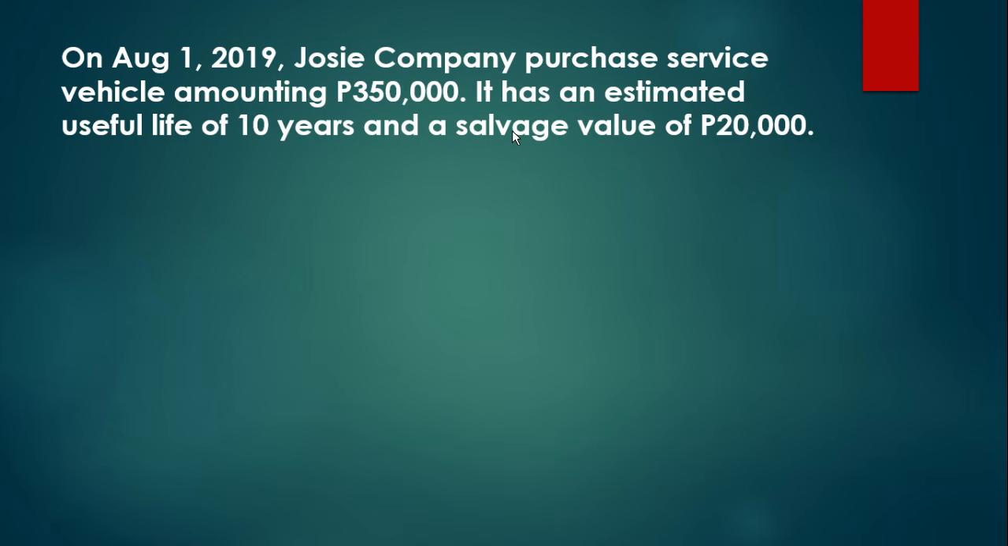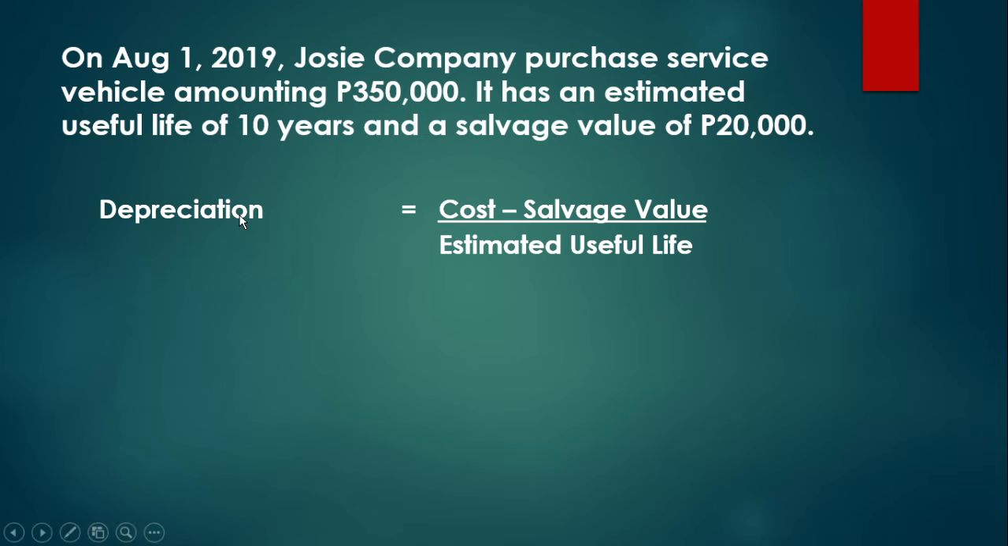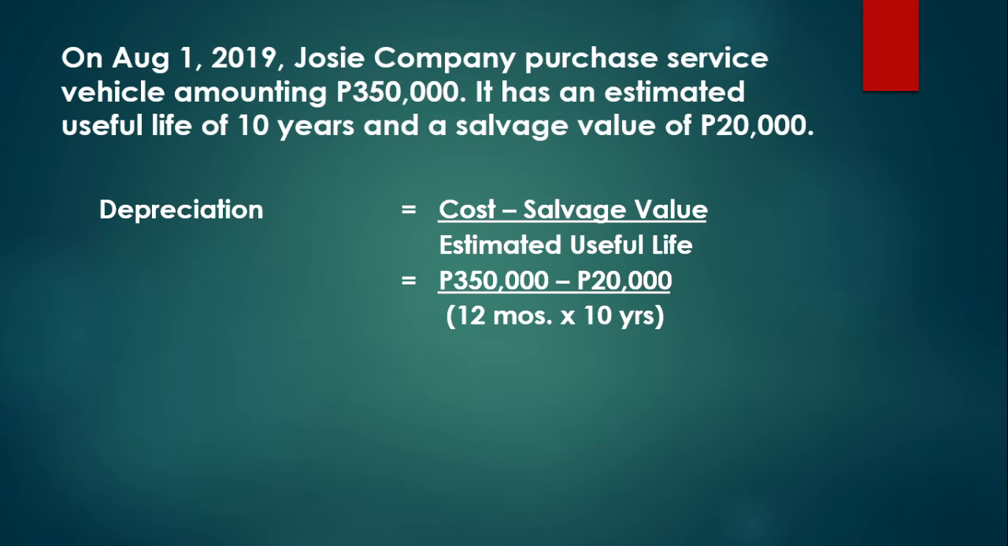Okay, how to compute? What we're going to use is the straight line method. So, depreciation is equal to cost minus the salvage value and then divided by the useful life. So, the cost is 350,000 minus 20,000 na salvage value, then divided by useful life of 10 years. Pero dahil sa months pa lang naman ang lumilipas, we have to convert the 10 years into months. So, 10 years multiplied by 12 months, that is 120.